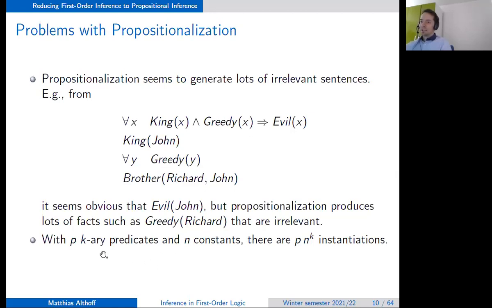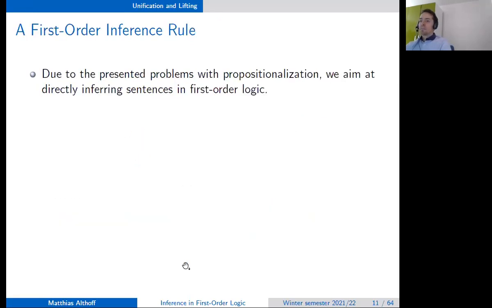So if we have, as I said, k-ary predicates and n constants, we have n to the power of k instantiations for one predicate, and if you have p predicates, then it's p times this number. So this can be really large, and this is only the case when we have no function symbols. For function symbols, it gets even worse, because functions can call functions, and this can go on indefinitely, of course.